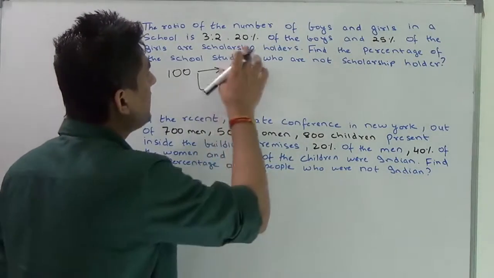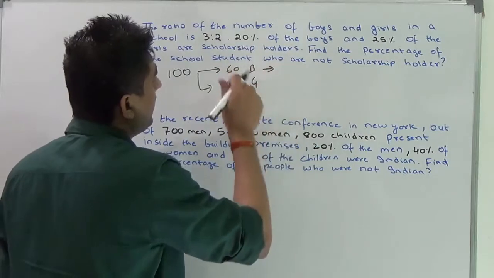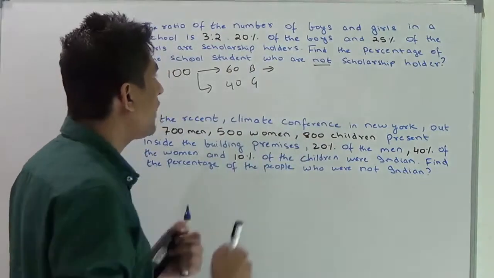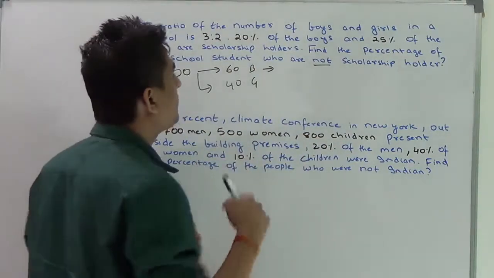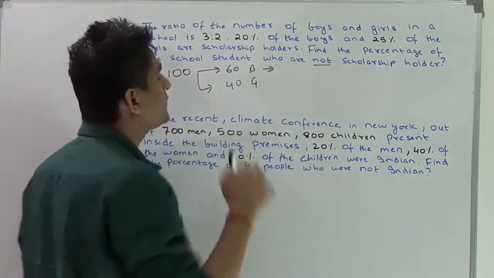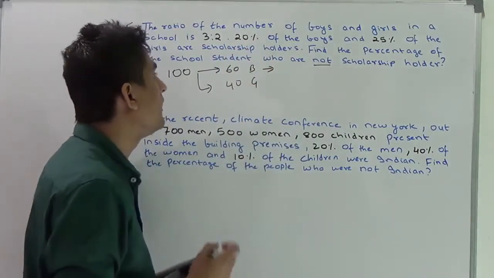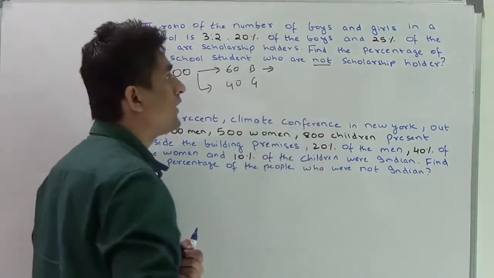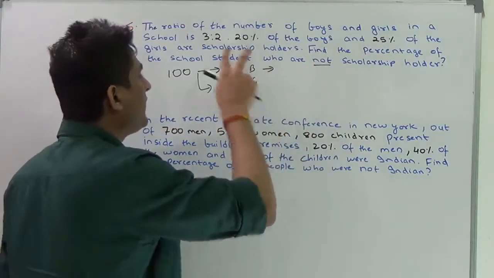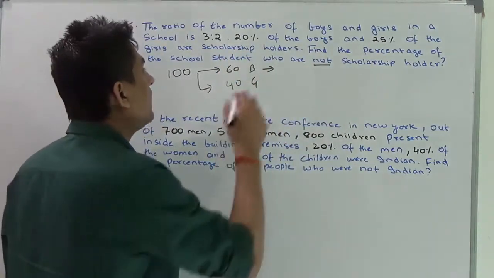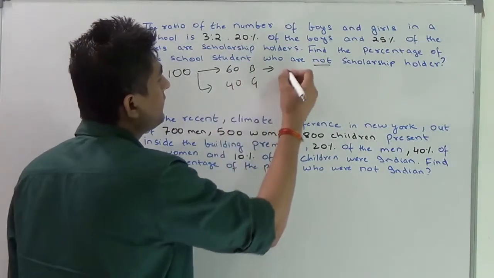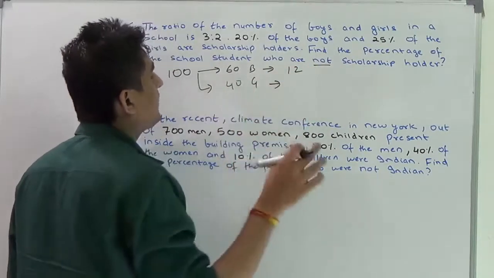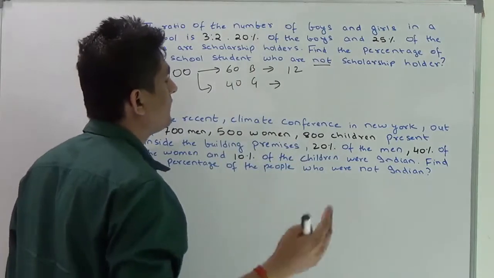Now, it is given that 20% of the boys are scholarship holders, and we have to calculate the percentage of students who are not scholarship holders. However, right now I am calculating the students who are scholarship holders, because it is very easy to calculate 20% of any number. Instead, I could have found 80% of the boys who are not scholarship holders, but I am finding only the 20% who are scholarship holders. 20% of 60 comes out to be 12. You can easily check: 10% of 60 is 6, and then 20% will be 12.